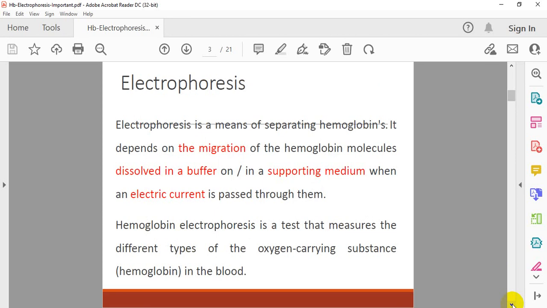So we separate hemoglobins. It depends on the migration of the hemoglobin molecules dissolved in a buffer or in a supporting medium when an electric current is passed through them. The initial one was protein separation, DNA separation, but this one is hemoglobin separation. Hemoglobin electrophoresis is a test that measures the different types of the oxygen-carrying substance hemoglobin in blood.